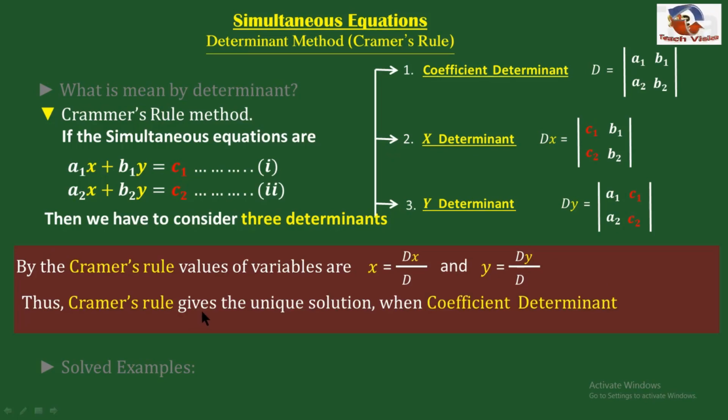Thus, Cramer's rule gives the unique solution of the given simultaneous equations when the coefficient determinant D is not equal to 0. What happens when the coefficient determinant D is equal to 0? Look here. The value of the x variable is equal to Dx divided by D. In this value, consider the coefficient determinant D is equal to 0. Then the total value becomes infinite, and therefore we do not get a unique solution.